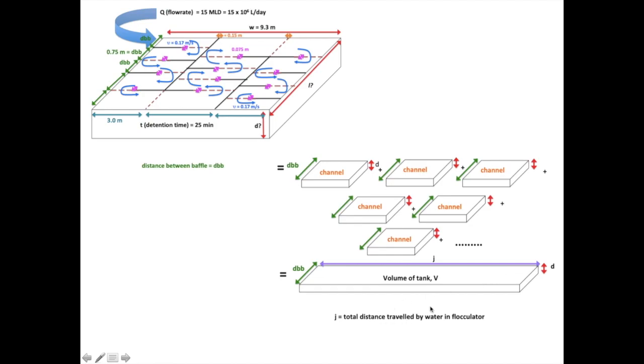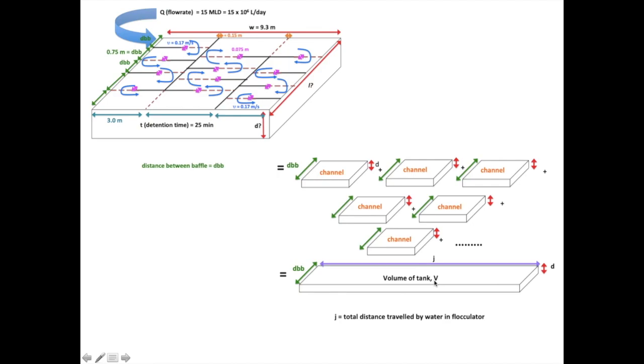So if we are able to find the volume of the tank and also G, we can easily find our depth, as the distance between baffles has been given already to be 0.75 meters. So let's just find out the volume of the tank, or the volume of the long cuboid, first.